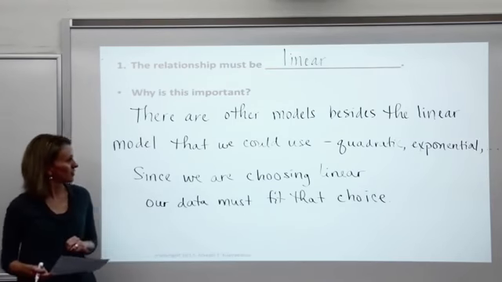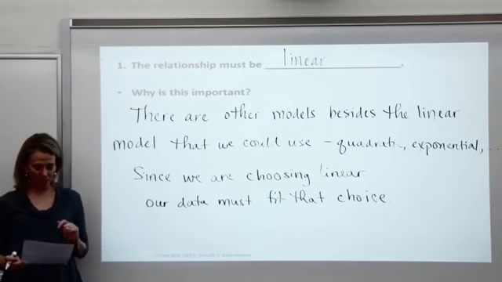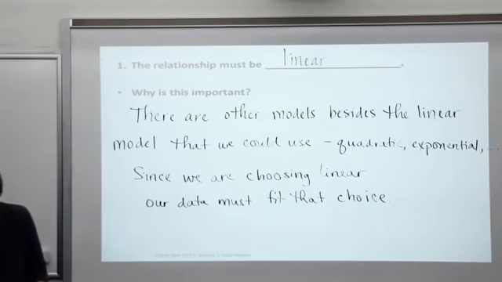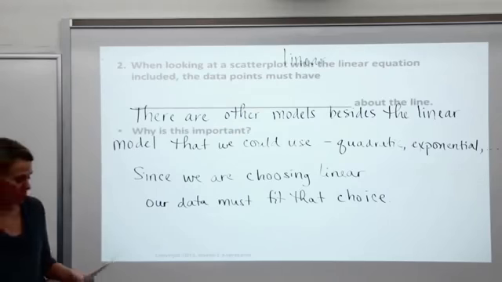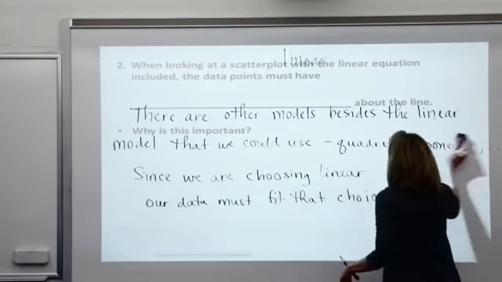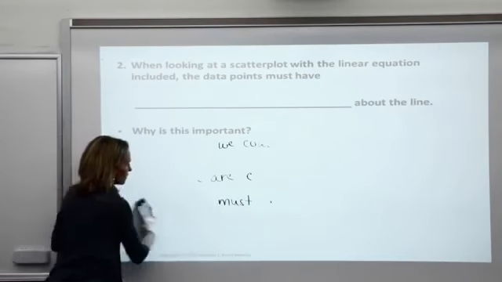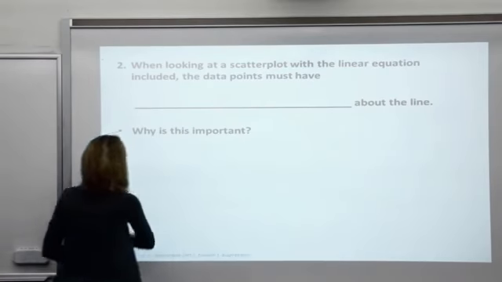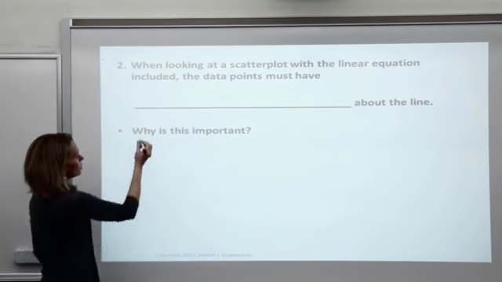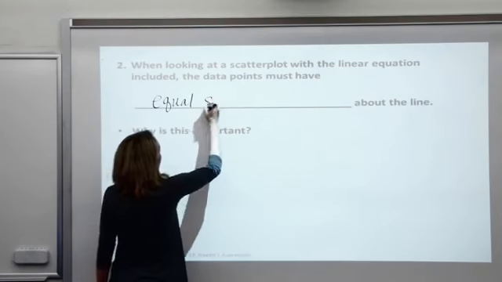The second thing, and if I've written too fast, you can always hit the pause button. The second thing, when we look at a scatter plot with the linear regression equation included, our data points should have equal spread about our regression line. So let's talk about what we mean by that and why that's important. So the data points must have equal spread about the line.